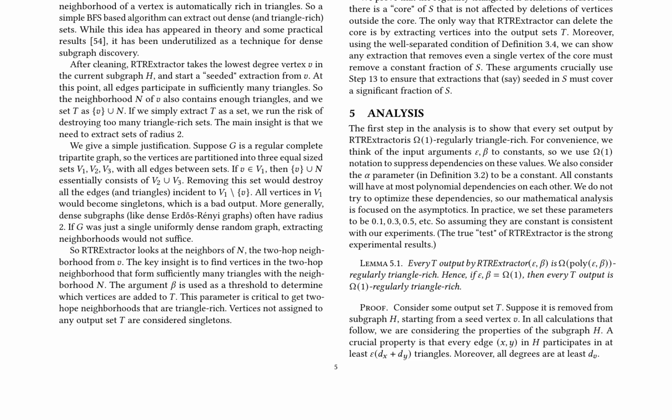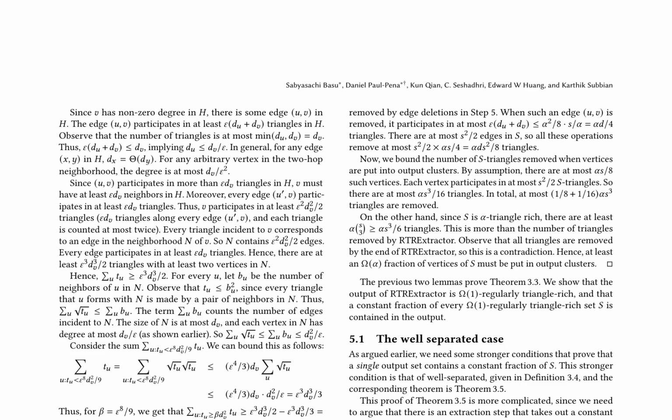Additionally, the paper demonstrates that a constant fraction of any omega-1 regularly triangular set S is contained in the output of RTR extractor. In the well-separated case, the analysis becomes more complex as it requires arguing that there is a single extraction step that removes a constant fraction of S. This involves a careful examination of how vertices in S get deleted from the current subgraph H.